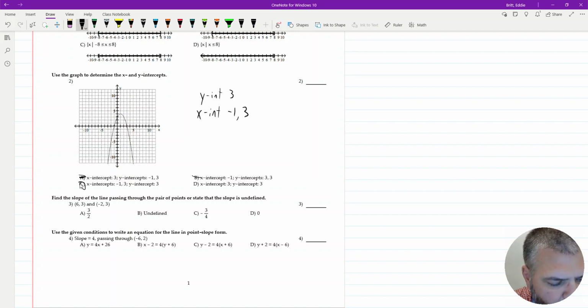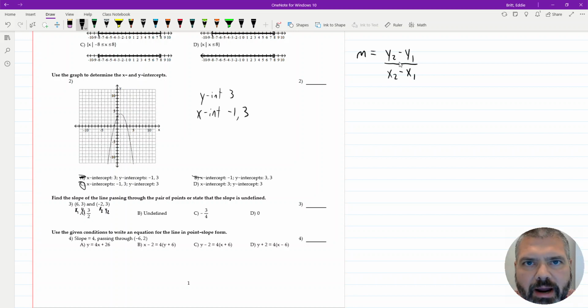Alright, find the slope of a line passing through the pair of points, or state that the slope is undefined. So we have 2 points here, and remember our slope formula. Slope equals y sub 2 minus y sub 1 over x sub 2 minus x sub 1. So if you have enough room here, you may want to label your x sub 1 and y sub 1 and your x sub 2 and your y sub 2. That way you won't get them mixed up.